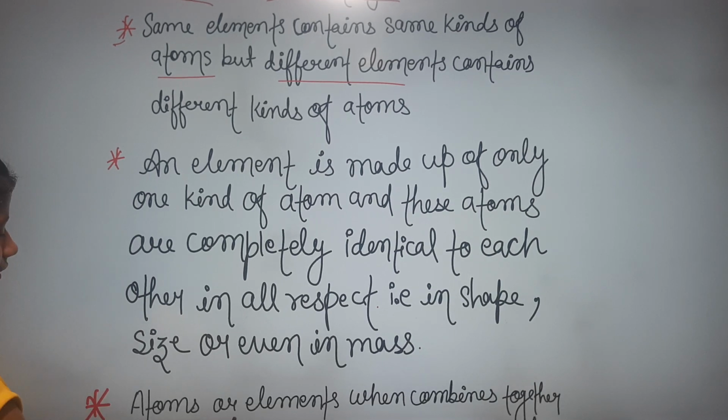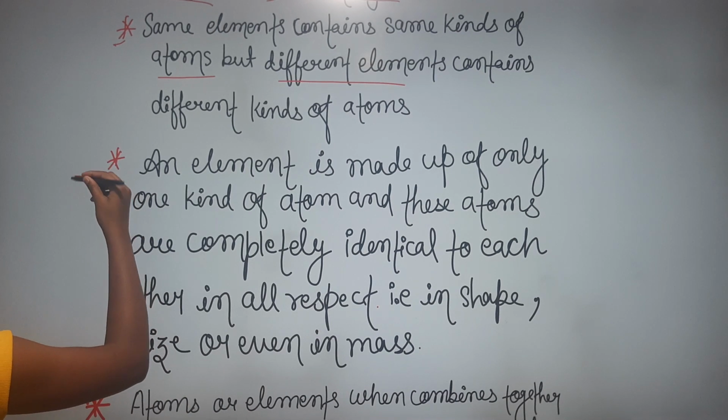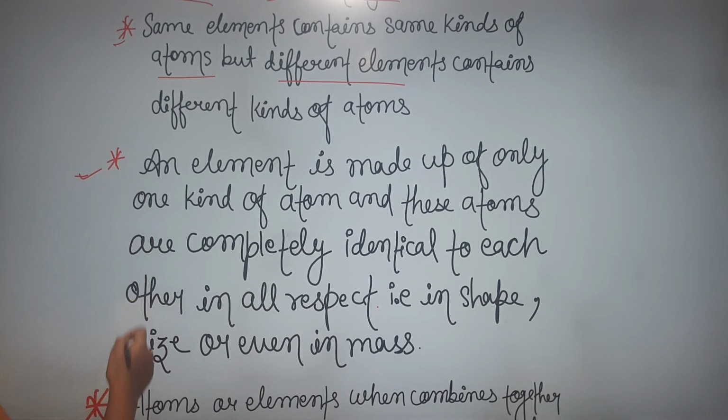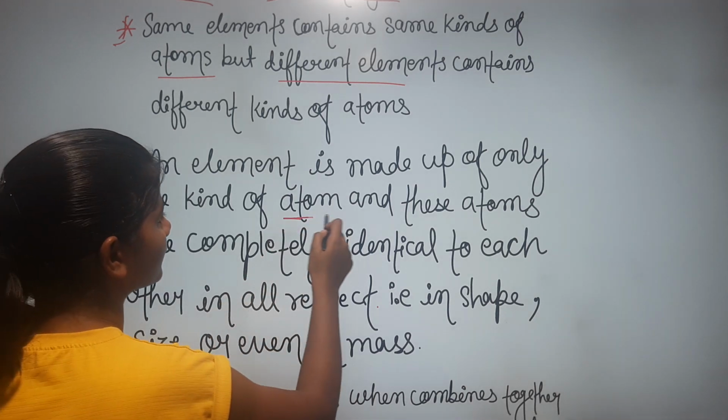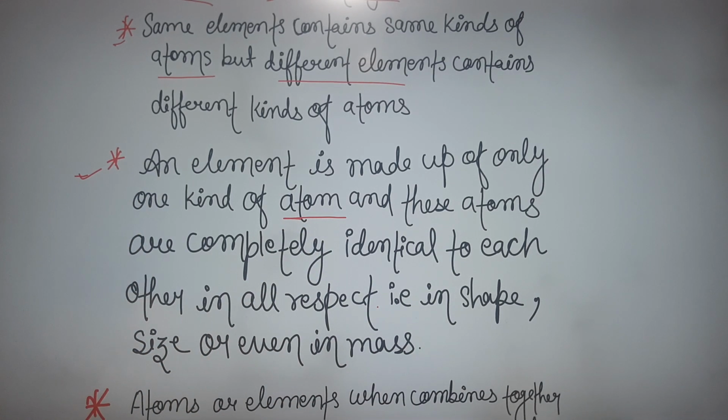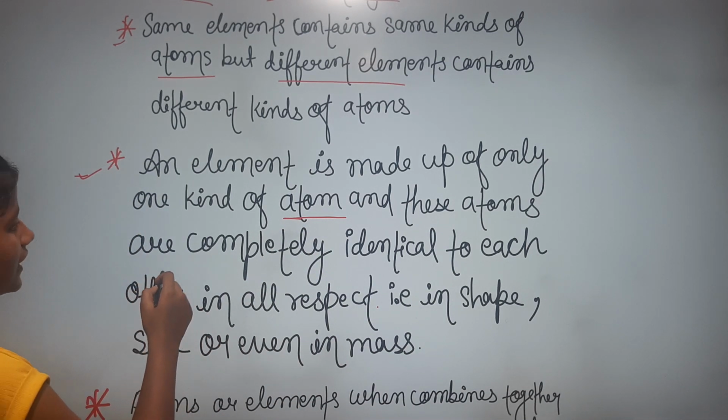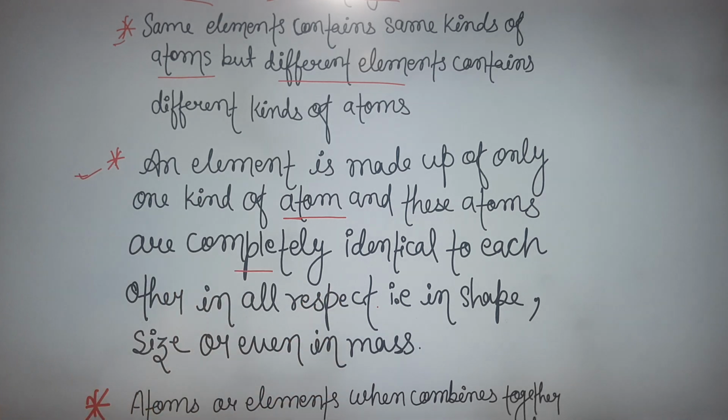The fourth point is that an element is made up of only one kind of atom, and these atoms are completely identical to each other in all respects, that is, in shape, size, or even in mass.